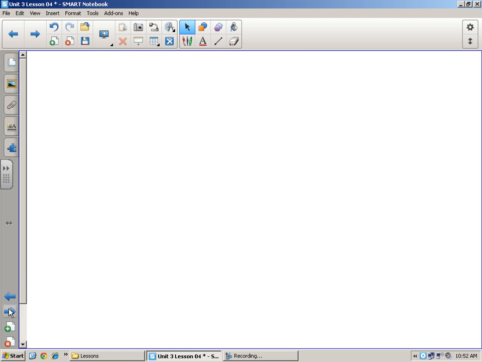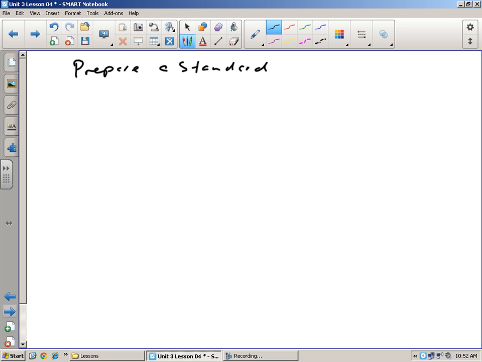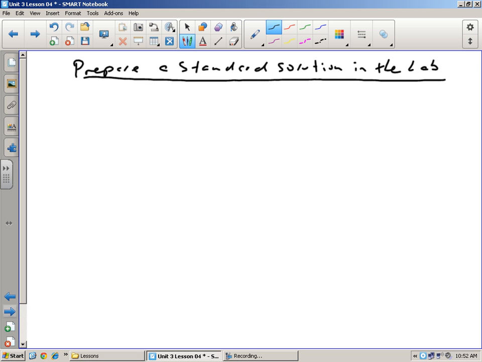Okay? We are going to prepare a standard solution in the lab. How do you prepare a standard solution in the lab here? There's two ways you can do this. We're only going to focus on one today, which is basically what we've been doing here. So, how do you make a standard solution in the lab?